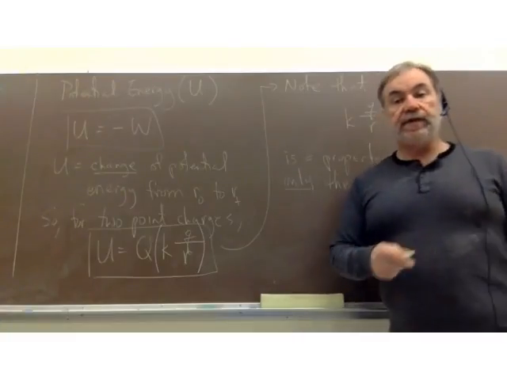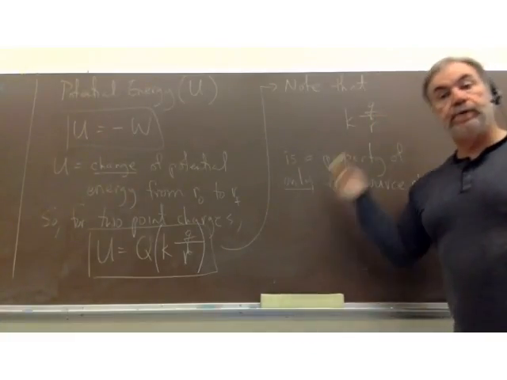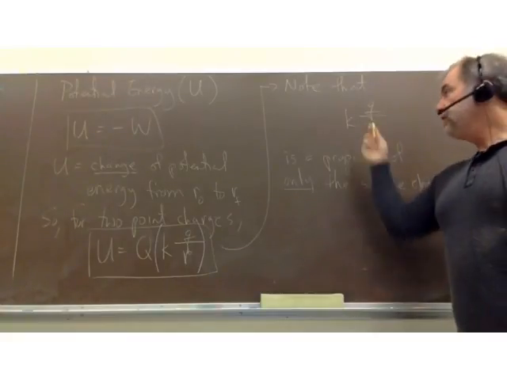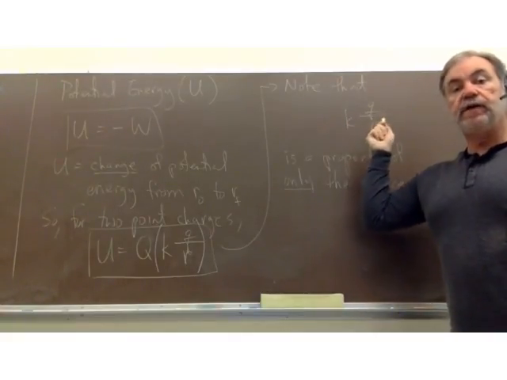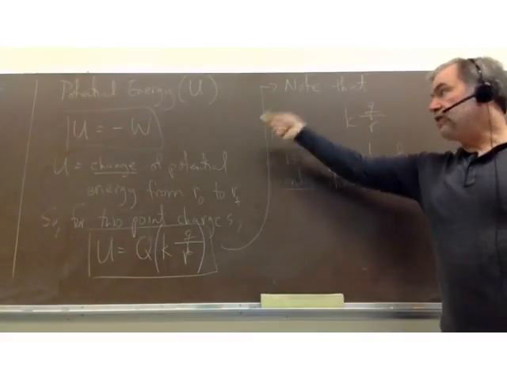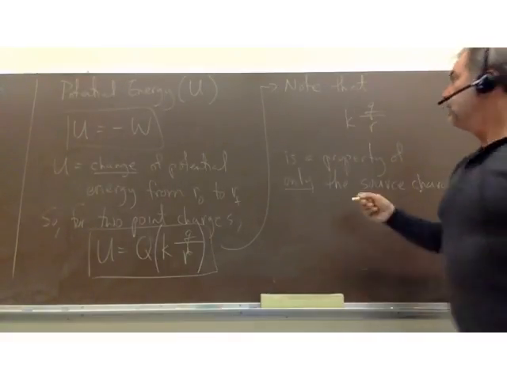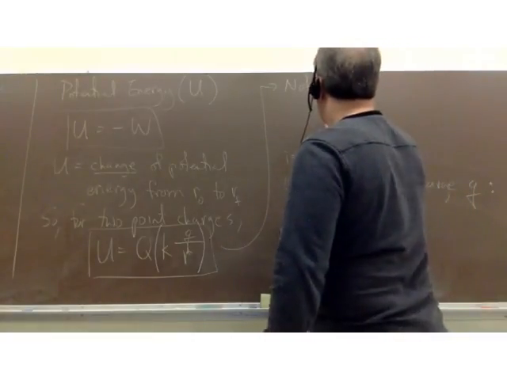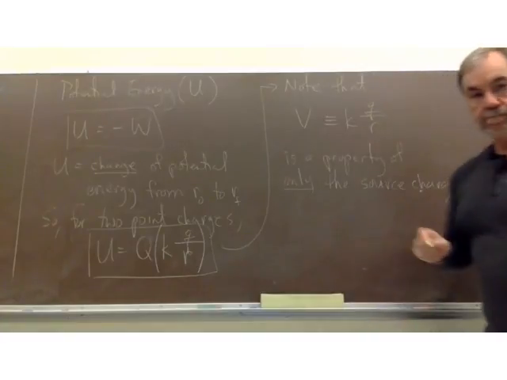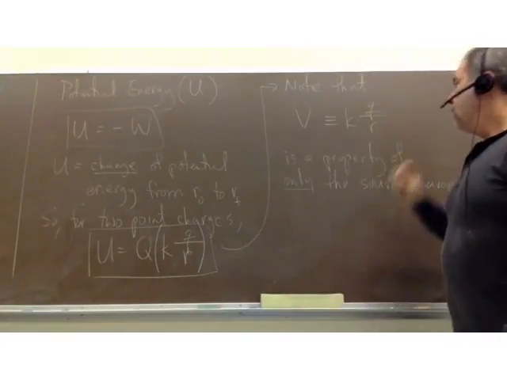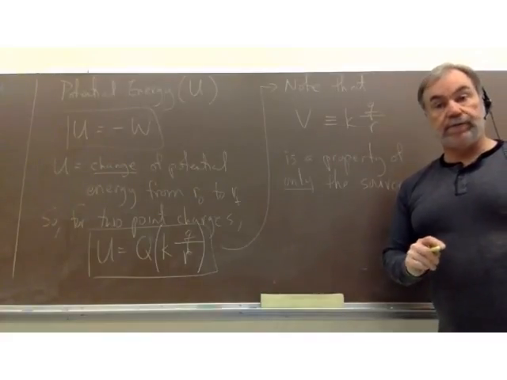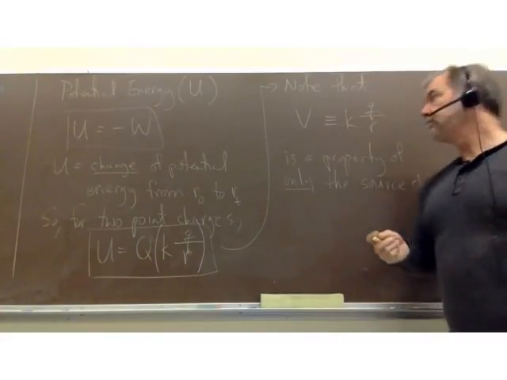So since this thing is a property only of the source charge, just as I did with electric fields, I'm going to give it a symbol that is different from, but related to, the symbol for potential energy of the test charge. That symbol is going to be capital V. There's a reason for calling it capital V. It's not a particularly good reason. In fact, it's a terrible reason, but I'll tell you what it is pretty soon.